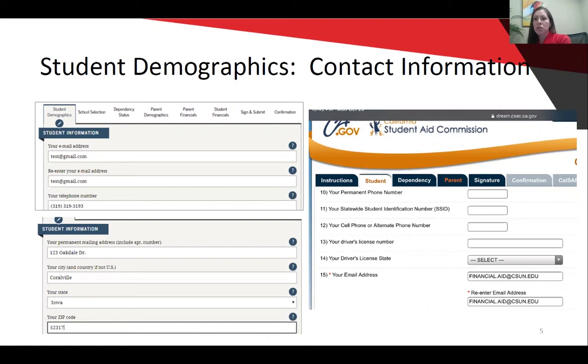You want to make sure to be on top of this. So make sure you have the correct email and your correct phone number in case they need to call you back. But remember, this information is important and to update.